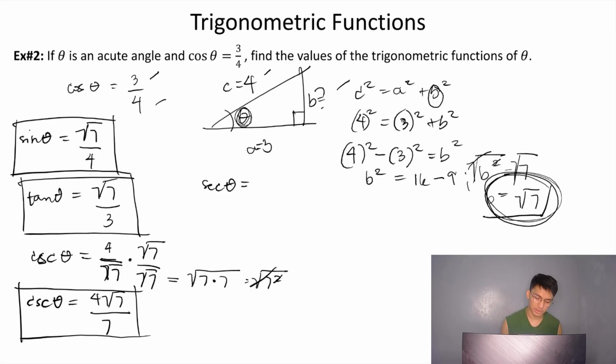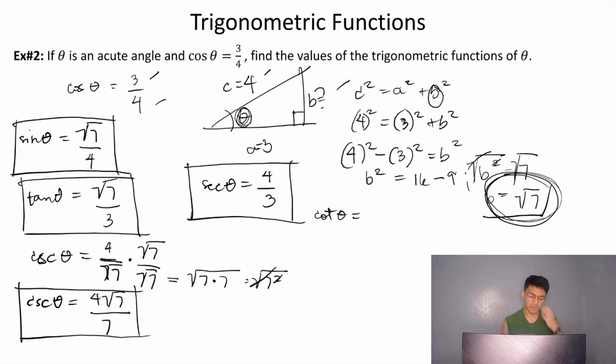Na reverse function ng cosine theta. So, isulat na lang natin yung reverse ng 3 over 4 as 4 over 3. And for the last, the tangent or the cotangent theta. Okay? So, for cotangent theta, the reverse function of tangent theta, isulat na lang natin as reverse nitong part na to. 3 over square root of 7.